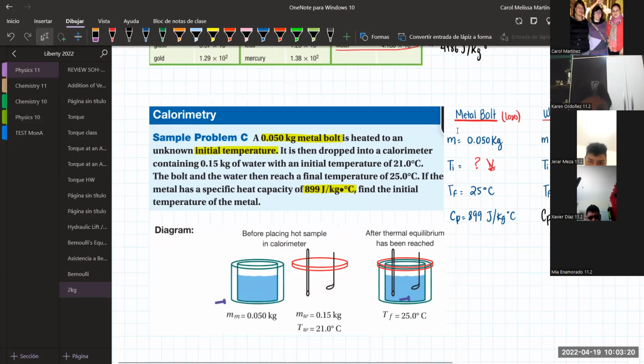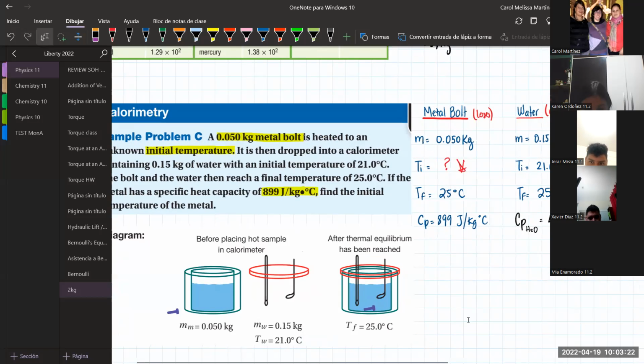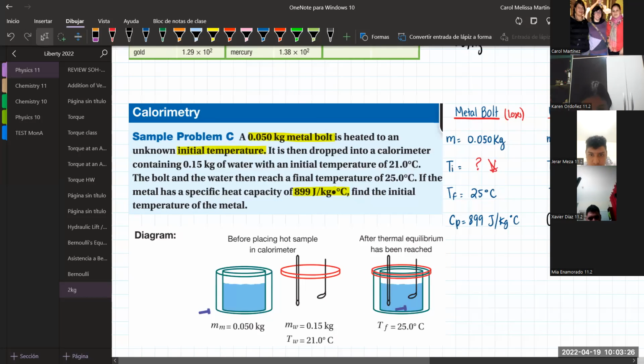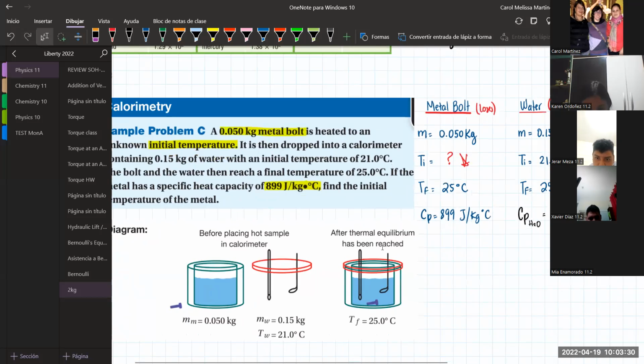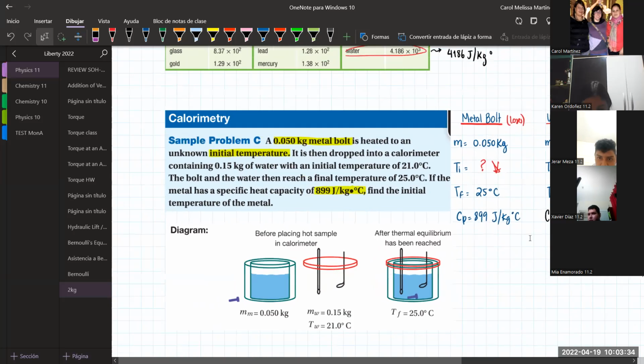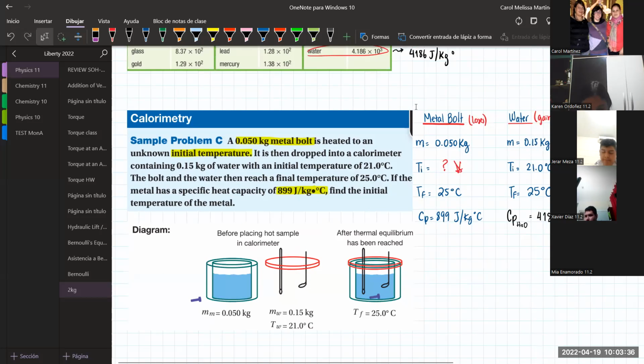So in this problem, what do we need to do? We need to separate our givens into the substances that are involved. For example, here I have a metal bolt, which is going to be one substance, and the water is going to be the other substance. And then we organize the data according to what is given to us.